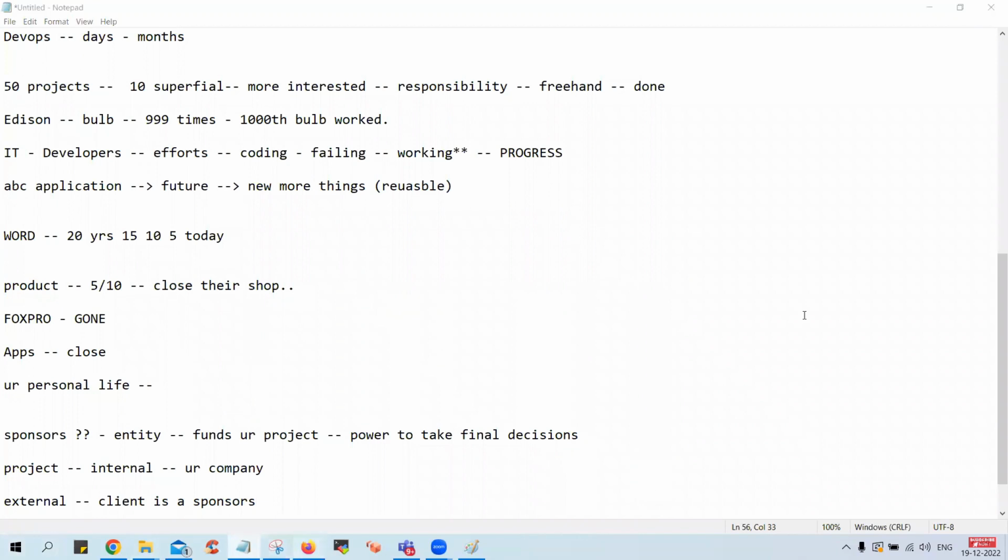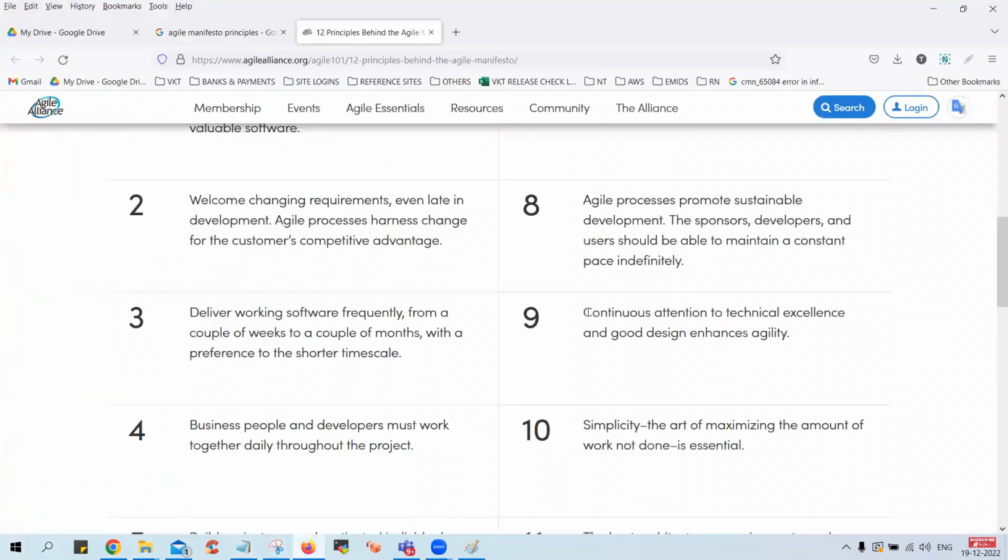Now, let's move on to the 9th point: continuous attention.